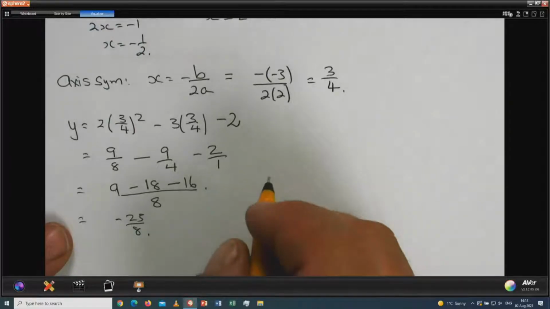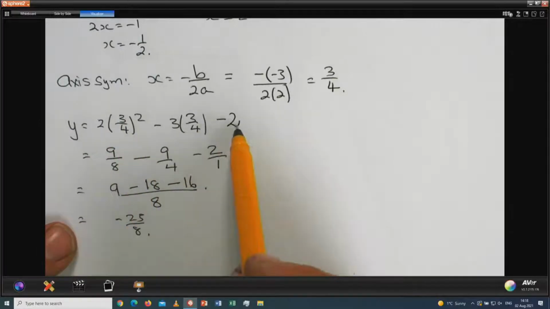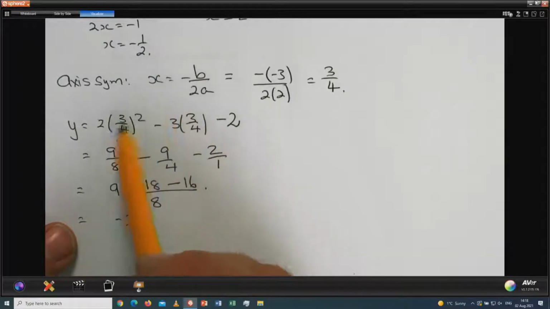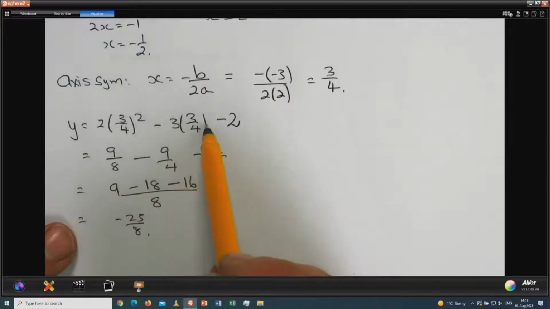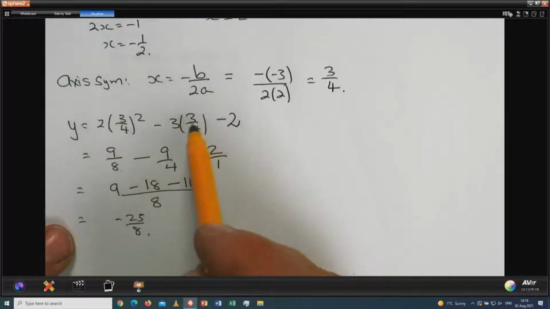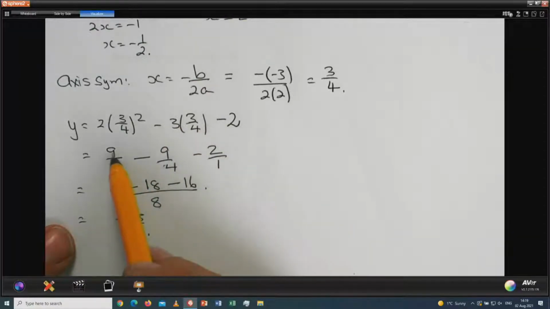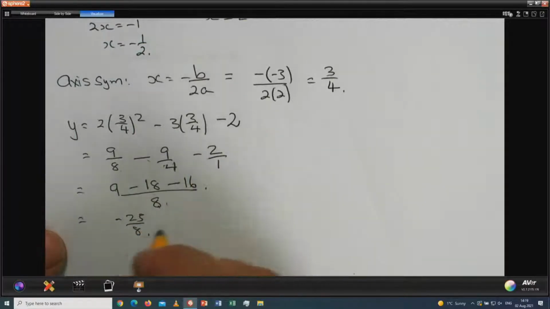Right, again, what I'm going to do is put x equal to 3/4 into the equation of the parabola. So it's 2x squared, so 3 over 4 squared, minus 3x, negative 3 times 3/4, minus 2. This is 9 over 16, and 2 goes into 16 8 times, so it's 9 over 8. This becomes negative 9 over 4 minus 2 over 1. Your LCD is 8. So it becomes 9, 4 goes into 8 twice, negative 18, and 8 times negative 2 is negative 16, which is negative 25 over 8. And that is equal to negative 3 and 1 over 8.